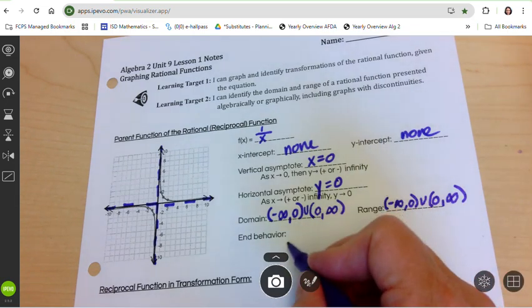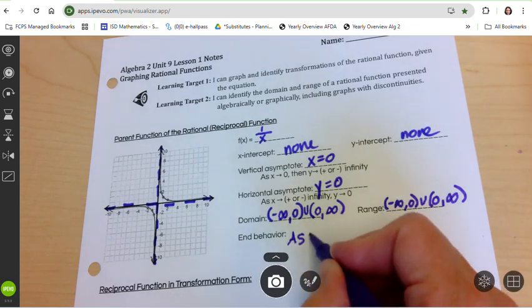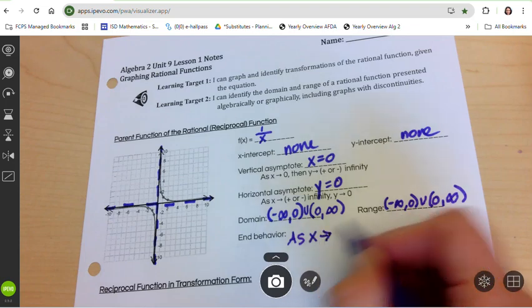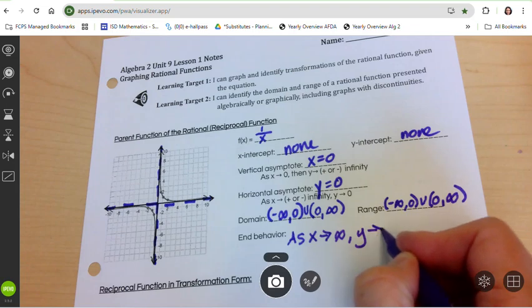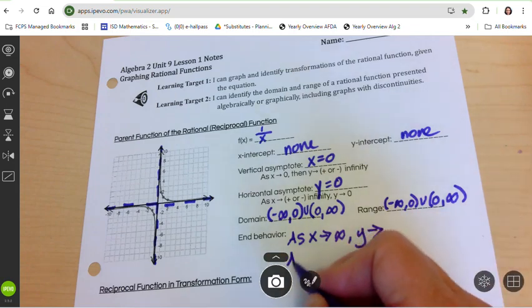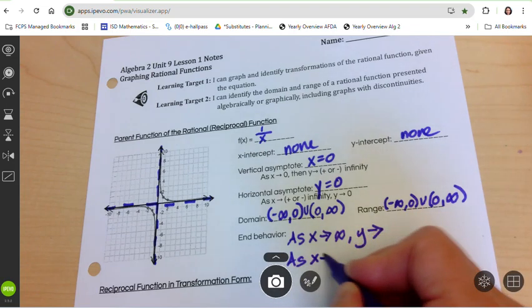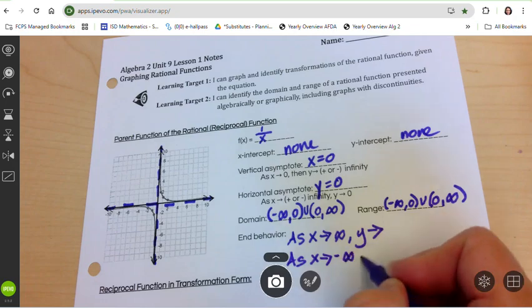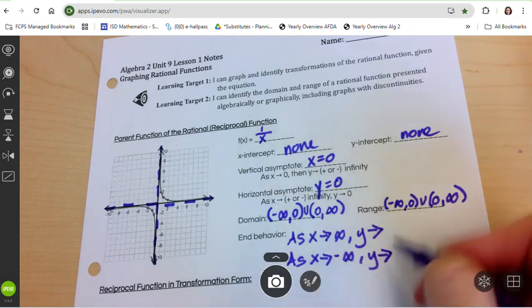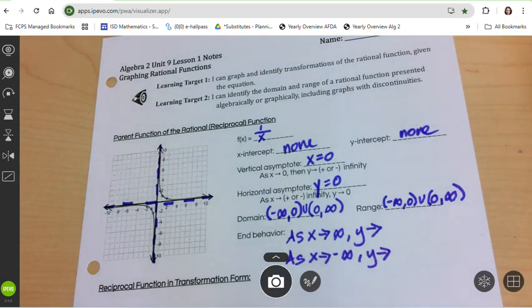All right, I want you to take a try at your end behavior. I'm going to give you the beginning of it. The right side is as x goes to positive infinity. You're going to fill in what does y go to. The left side is as x goes to negative infinity. And then you're going to say what the y goes to. All right, so take a stab at that one and then check with a neighbor and see if you got the same thing.